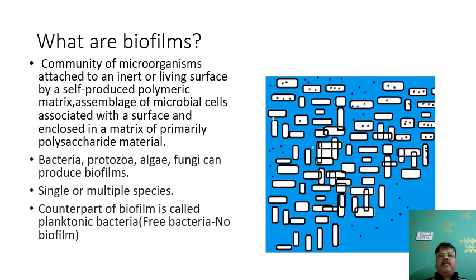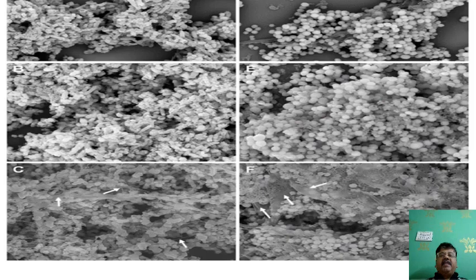Multiple organisms can also be involved. It is not necessarily the same species; multiple species can be there. The counterpart of biofilm, the opposite of biofilm, is the free-floating bacteria, called planktonic bacteria. They are free bacteria where there is no biofilm formation. So you can see here the structure of biofilms, with various organisms embedded inside the matrix.